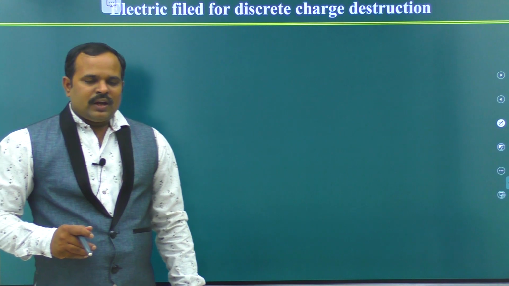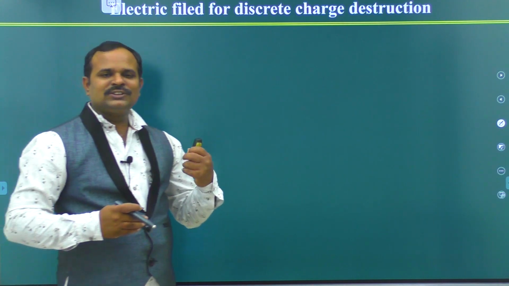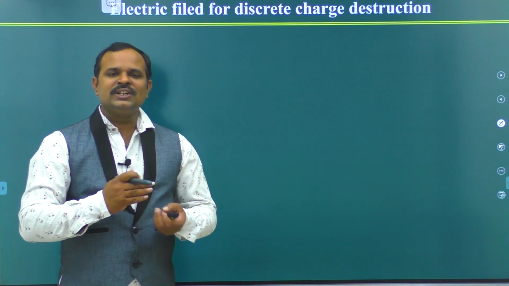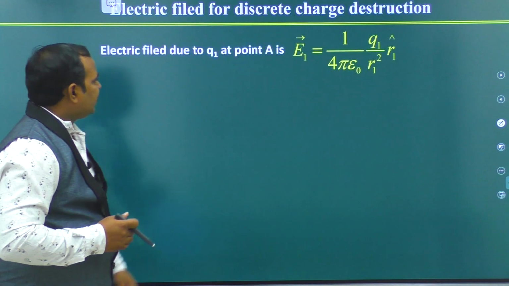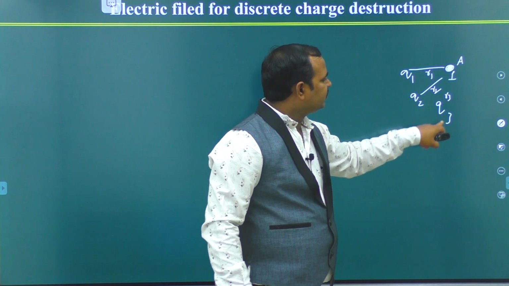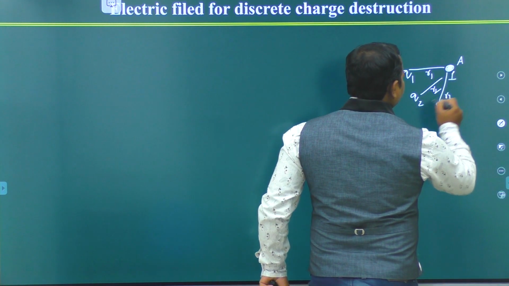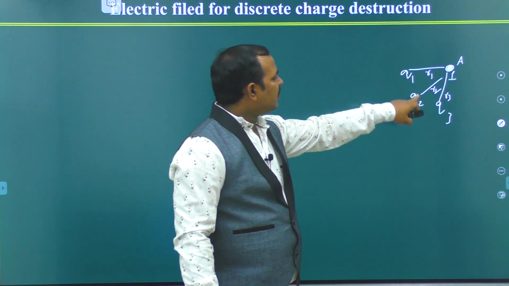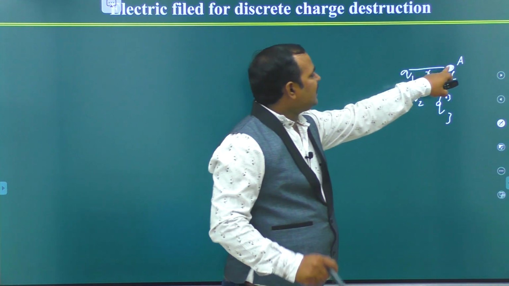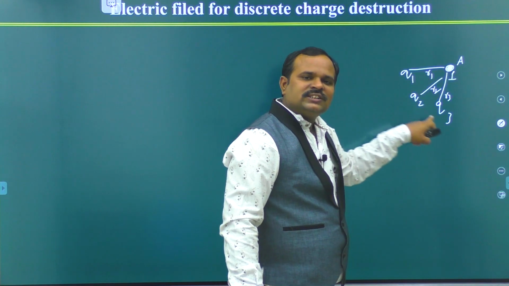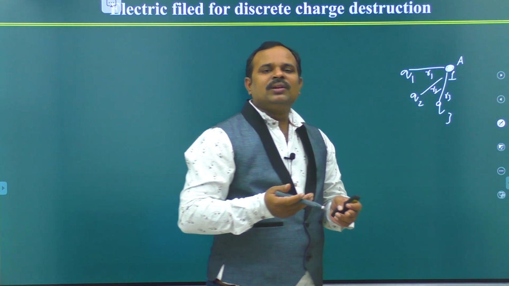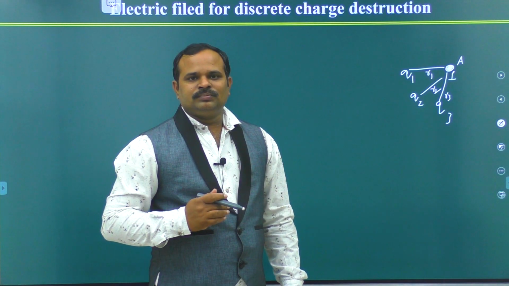Now, like the forces that we found for a discrete charge distribution, we can also find electric field by using the superposition principle, like this way. So if we have a discrete charge distribution Q1, Q2, Q3 at distances R1, R2, R3 respectively from a point, then the resultant electric field at a point A due to all the charges can be given by using the simple superposition principle, like this way.